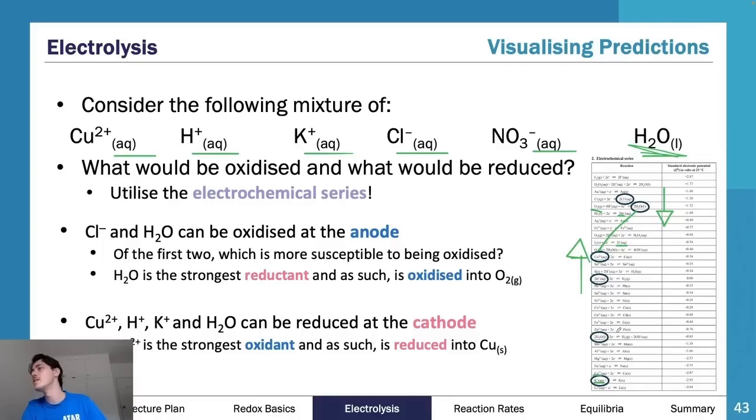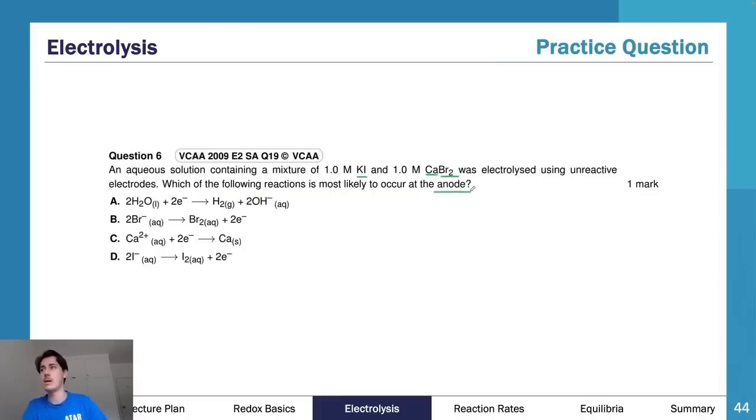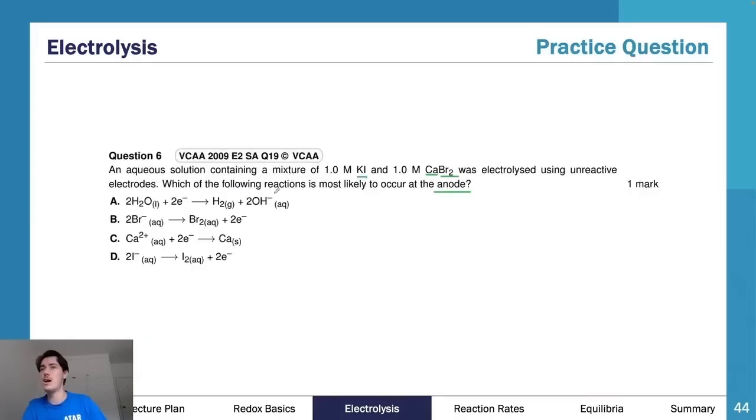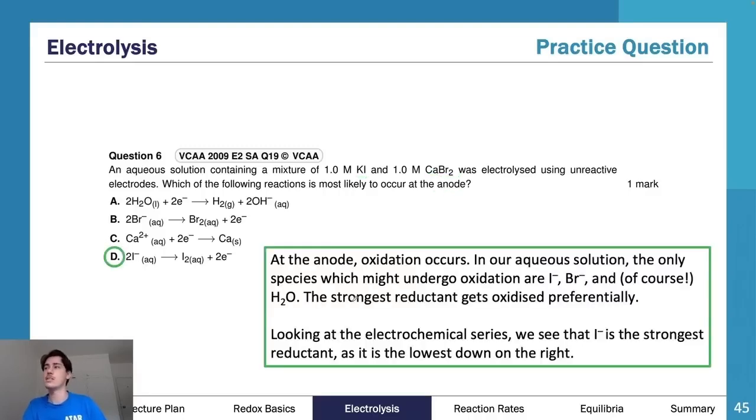Calcium's down here. So, strongest oxidant is going to be my calcium. So calcium is going to be reacted. It's going to go through reduction. It's going to be at my cathode. But this question is asking what's happening at the anode. So which of these is my strongest reductant? That is my I minus, or my iodide ions going to iodine, and therefore I get my answer being D. So as you can see here, this is a good explanation of it. The answer here is D.